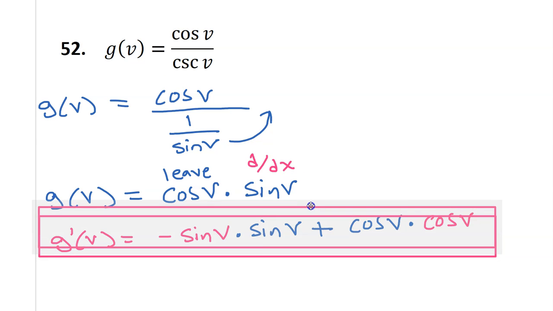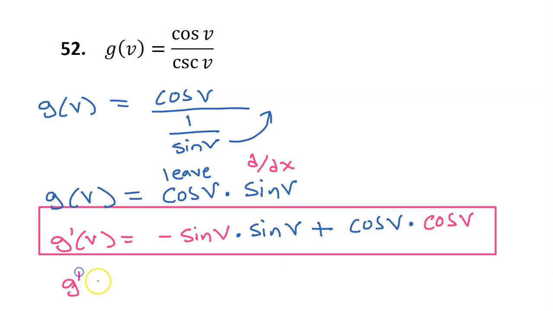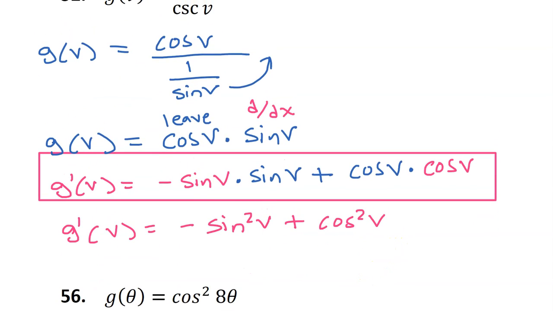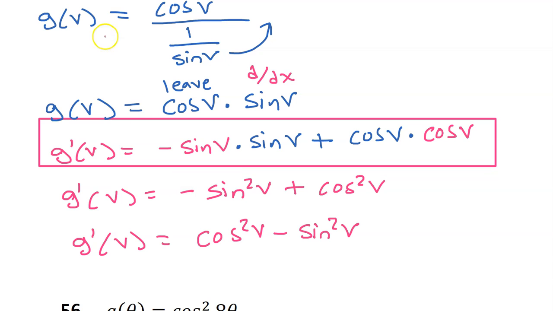But it's easy enough to simplify this a little bit, so I'm going to do that. This would be the same thing as negative sine squared v plus cosine squared v. Now, if I swap these terms, you might recognize this as an identity that you should have memorized. So just reversing the terms, I have cosine squared v minus sine squared v. Does this look familiar? It should.